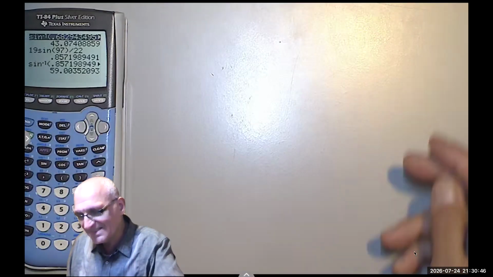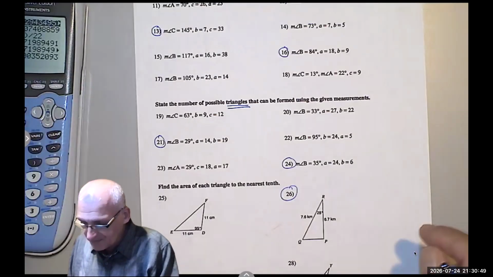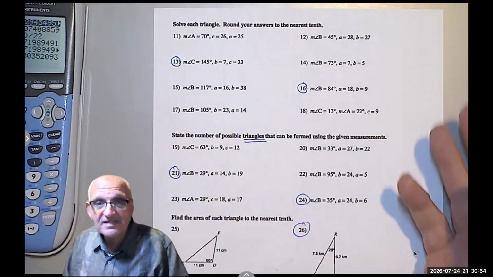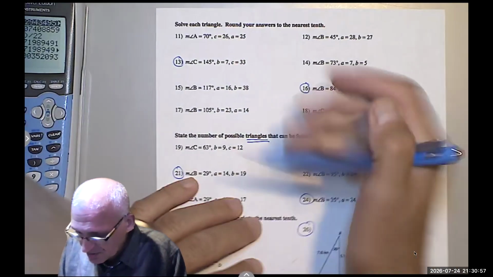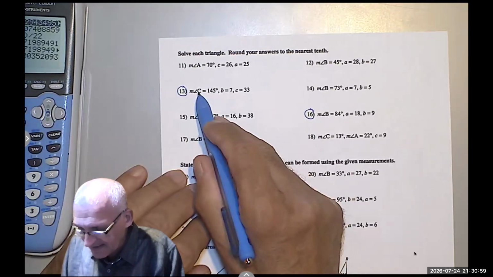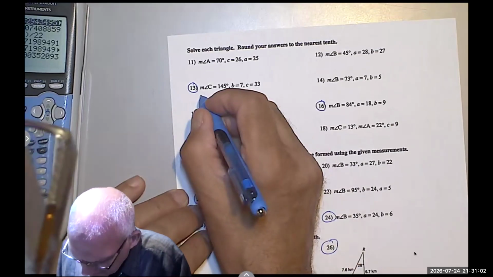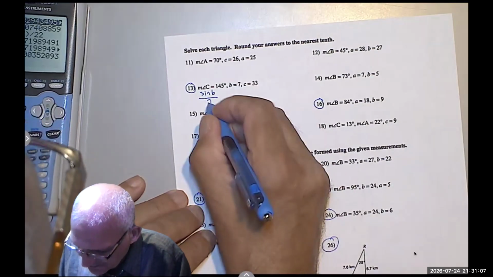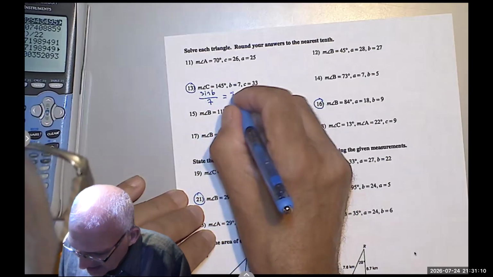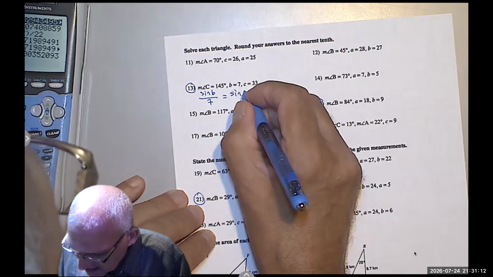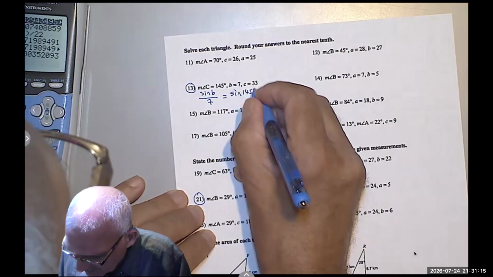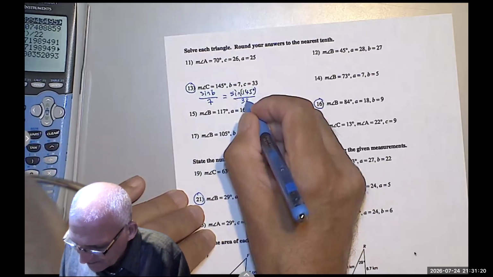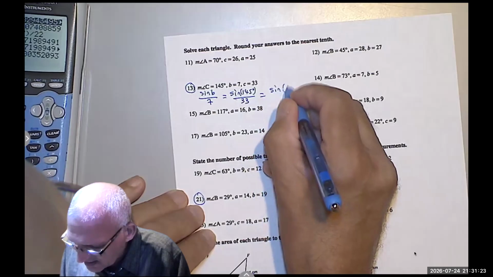I hope so. Go to the second page. We have 6 problems here. Again, solve each triangle, meaning find everything that's missing. So they give me angle C and side c. So I can say sine B over 7 equals sine C, sine 145 over 33, that's the opposite side, equals sine A over A.